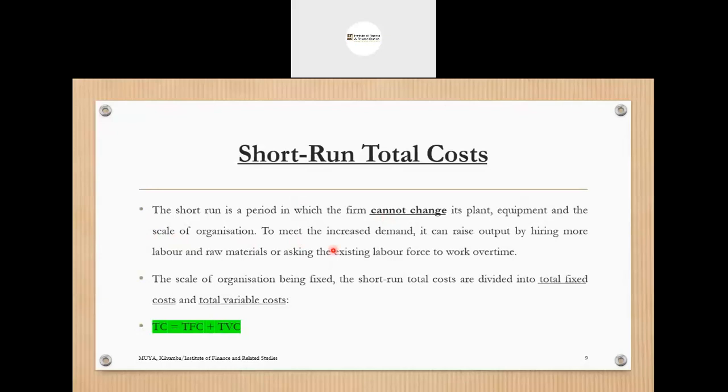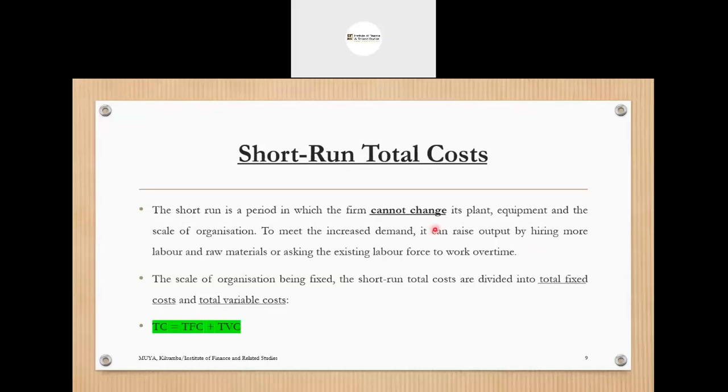If the farm would want to meet increased demand, if the farm would want to increase its output, it can only hire more labor and raw materials or ask the existing labor force to work overtime. But it cannot change its size. For instance, the university may not expand. We can only have various classes and staff working overtime.